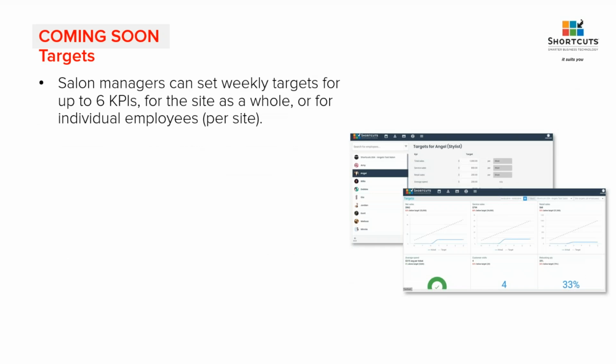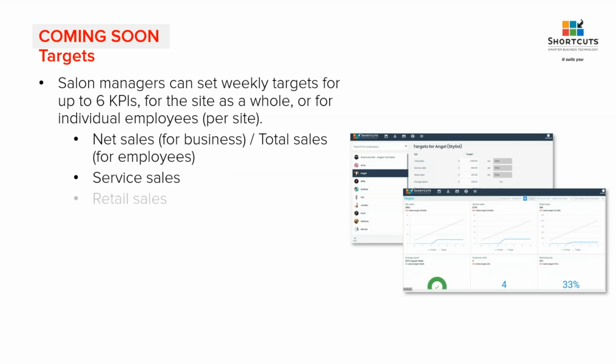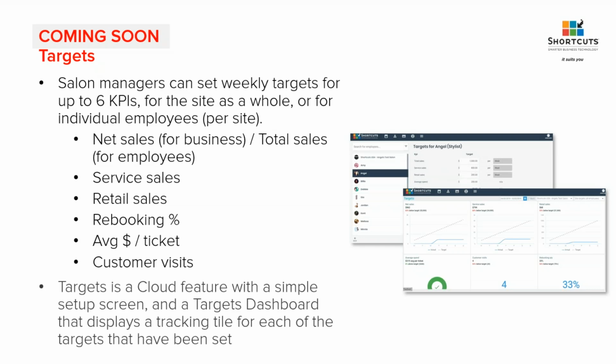Now, targets are coming soon. This is still a work in progress. We're testing this right now. But you now have the ability to set targets against the business, against the staff, on specific sites in 6 particular categories. So your key performance indicators, we're looking at your net sales, service sales, retail sales, rebooking percentages, average dollars per ticket, and customer visits.